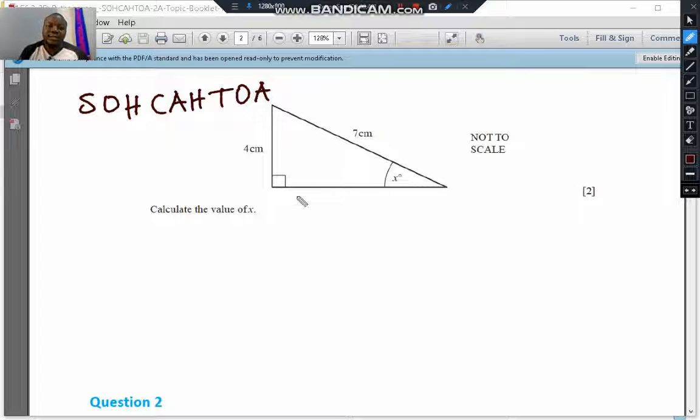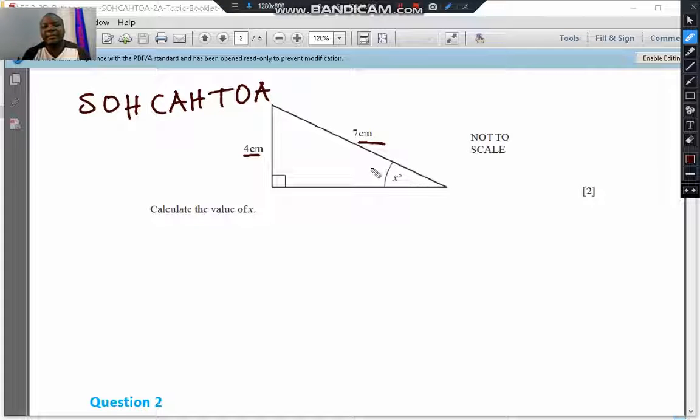So there is this triangle here, which is a right angle triangle. It says calculate the value of x. Now this value of x is the angle. So they are asking us to find the value of this angle, which is labeled as x. Now, we need to look at the given sides. We've got this side here and that side there.